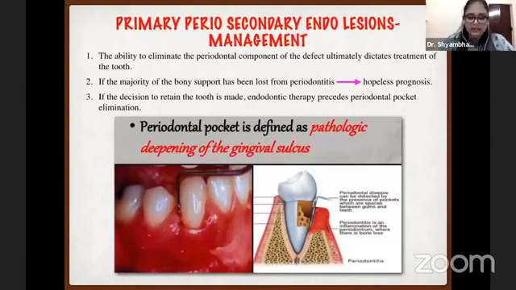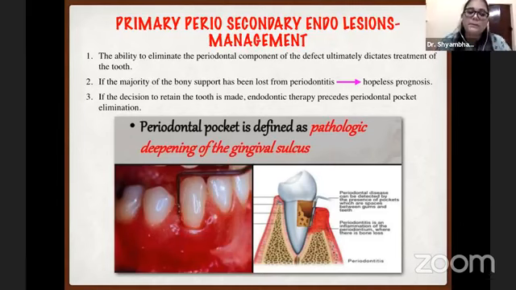So basically in these cases, the ability to eliminate the periodontal component of the defect ultimately dictates the treatment of the tooth. If the majority of the bony support has been lost from periodontitis, then there will be a hopeless prognosis. Bone support is mandatory to have some prognosis in these types of lesions. And if the decision to retain the tooth is made, then endodontic therapy should be done before periodontal pocket elimination or any type of periodontal treatment.